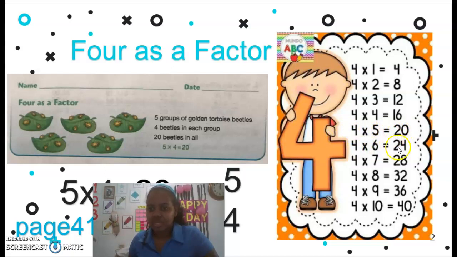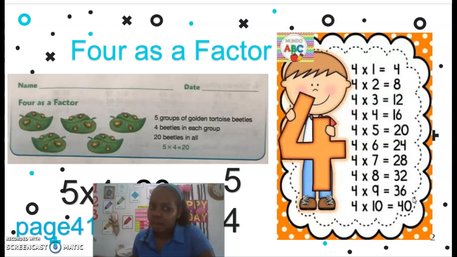4 times 6 equal 24. 4 times 7 equal 28. 4 times 8 equal 32. 4 times 9 equal 36. 4 times 10 equal 40. So you're going to copy in your notebook the multiplication table of 4.